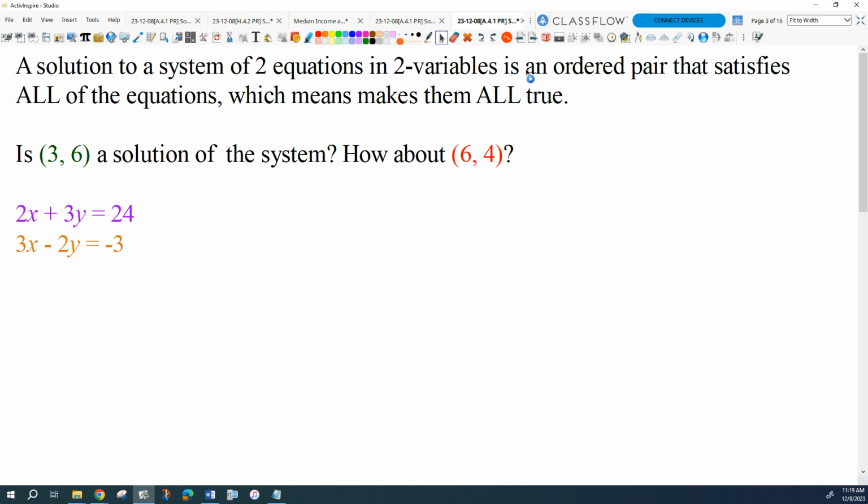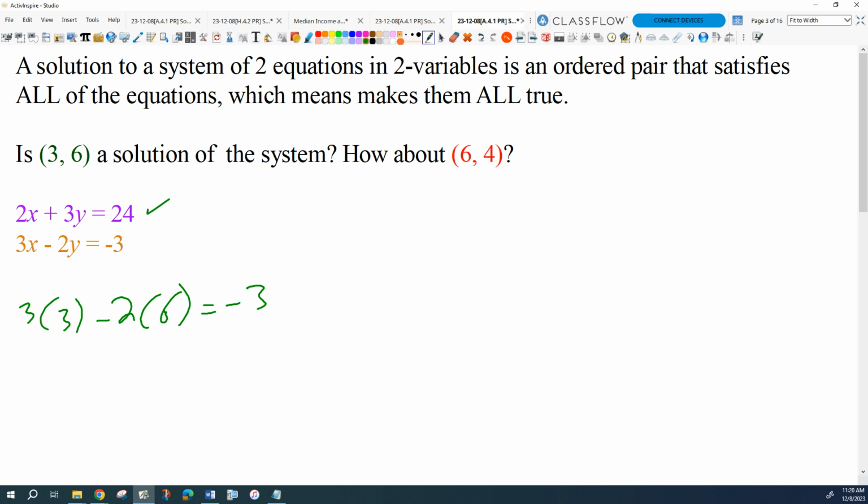So we could check that. Well, we already know that the green point works for the purple line. Let's check it with the orange line. If I plug the ordered pair 3, 6 into the orange equation, I get 3 times 3 minus 2 times 6 equals negative 3. True or false? 9 minus 12 equals negative 3.